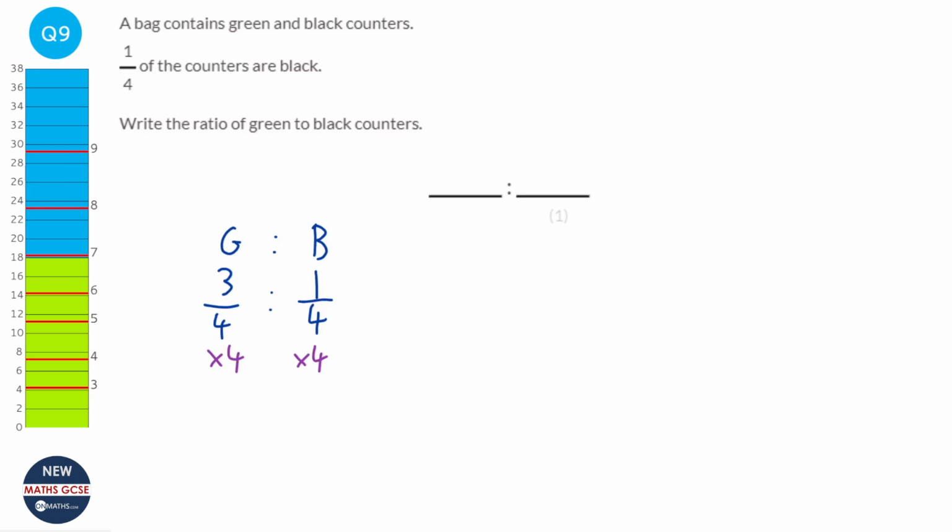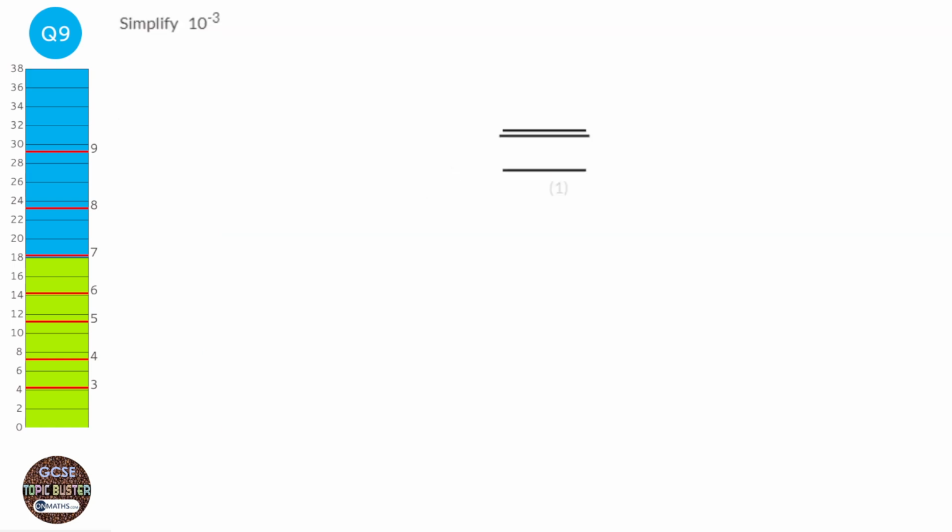So 3 divided by 4 times 4, because over 4 just means divided by 4. So 3 divided by 4 times 4 just gets rid of the fraction. And 1 divided by 4 times 4 is just going to be 1. Now this might surprise some people, because they will probably think it's a ratio of 4 to 1. But we can show here that it's a ratio of 3 to 1.